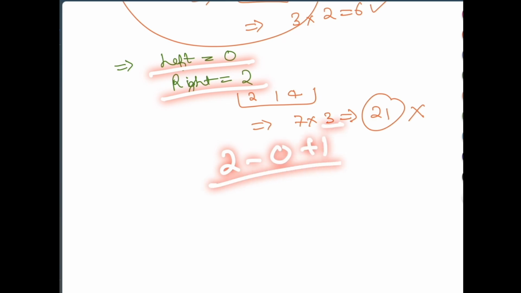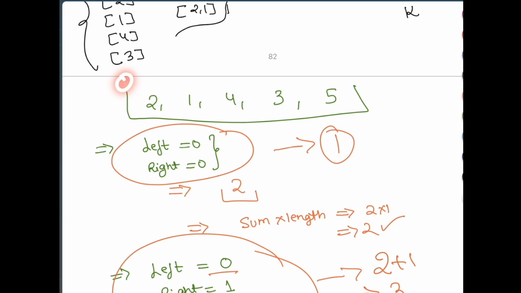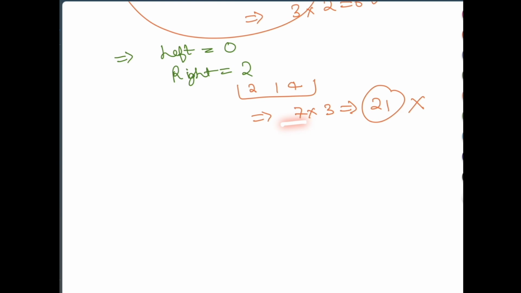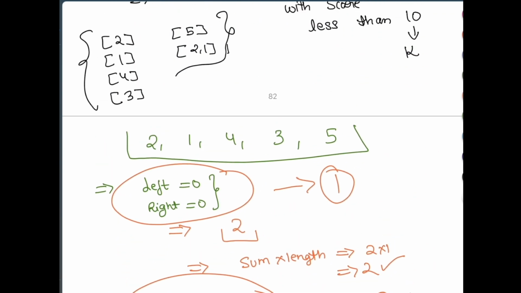That is 3. The sum, initially we had the sum as 3, right? Because we started with 0, then we added 2, then we added 1. So the sum is 3. We got another element 4. So I would say the sum is 7, right? So 7 multiplied by the length 3 is 21, which is not valid. So I would say at this point of time, if you include this, this is not valid.